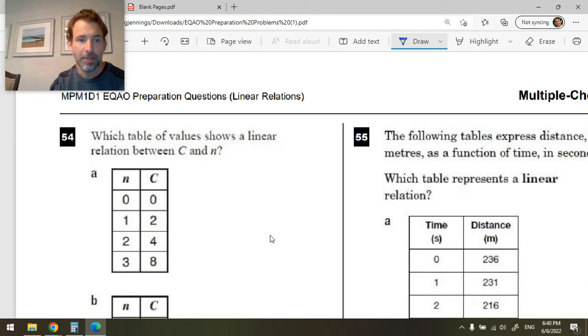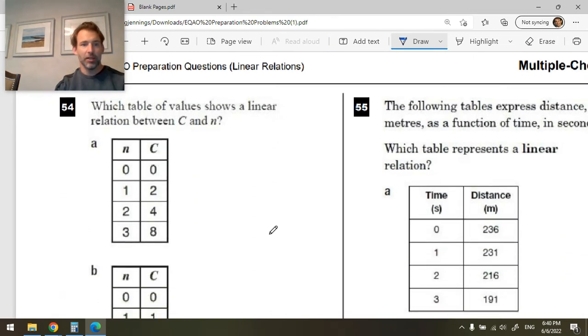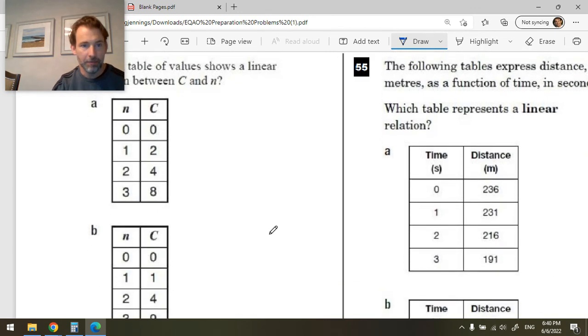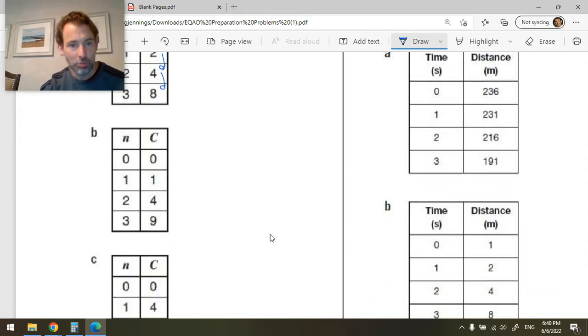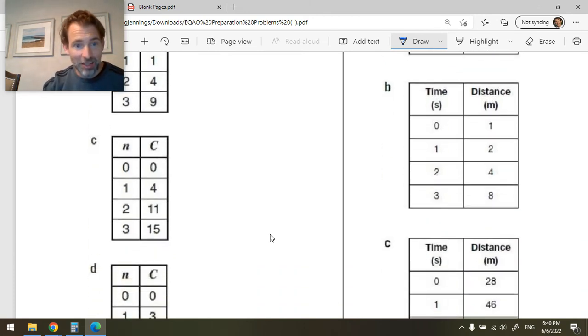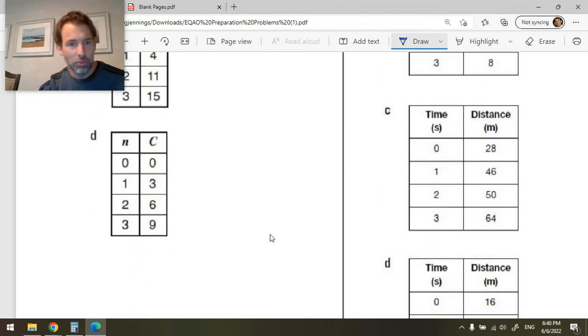2 more questions. Which table of values shows a linear relation between C and N? Okay. Not this one, because this grows by 2, grows by 2, grows by 4. Sorry, not linear. This one grows by 1, grows by 3, grows by 5. Oh, that's quadratic. Cool. This one here, that's not linear. This one grows by 4, grows by 5. Sorry, grows by 7, grows by 4. That's like random. And then this one must be it. Yeah, grows by 1, 1, 1.